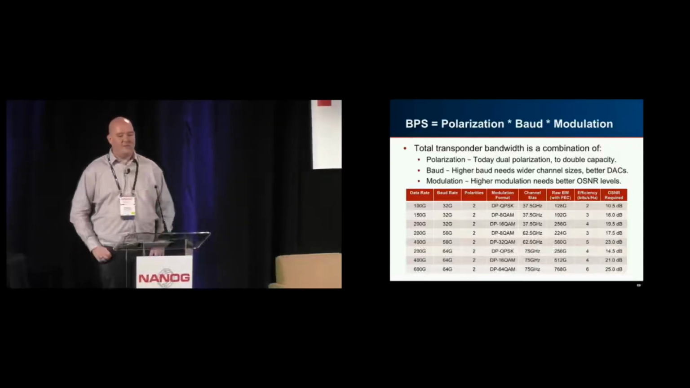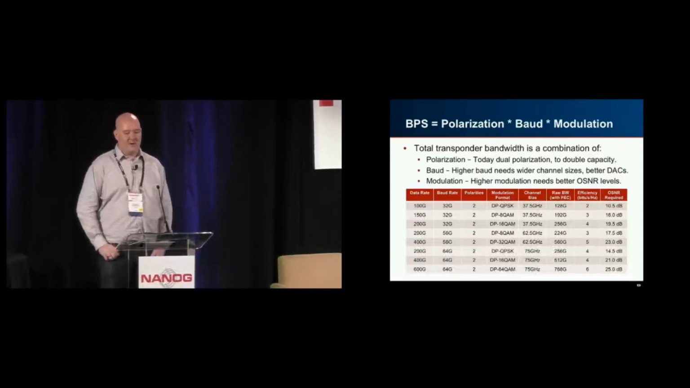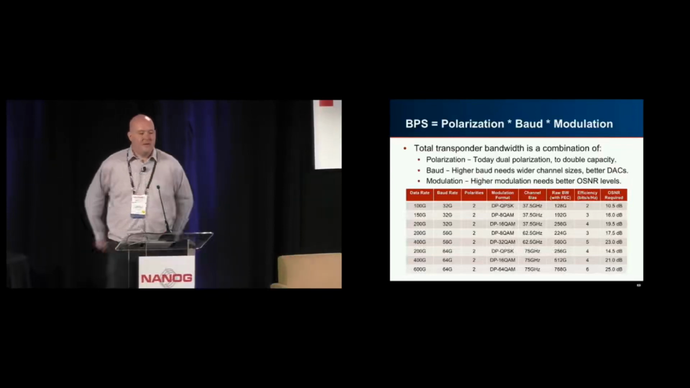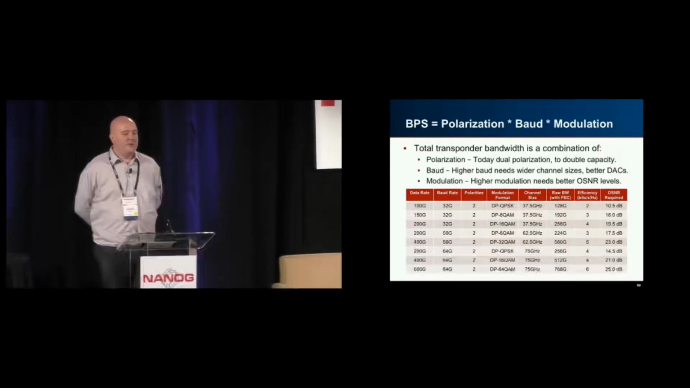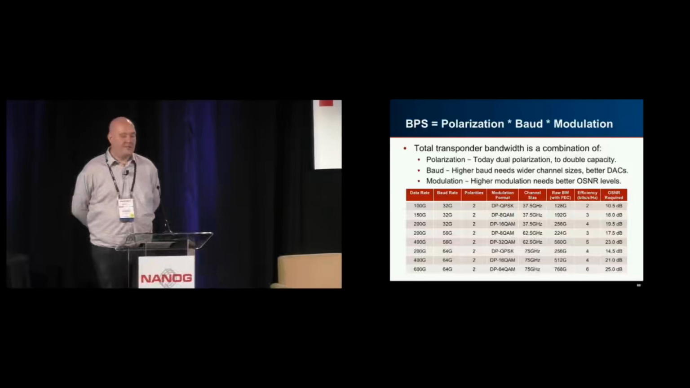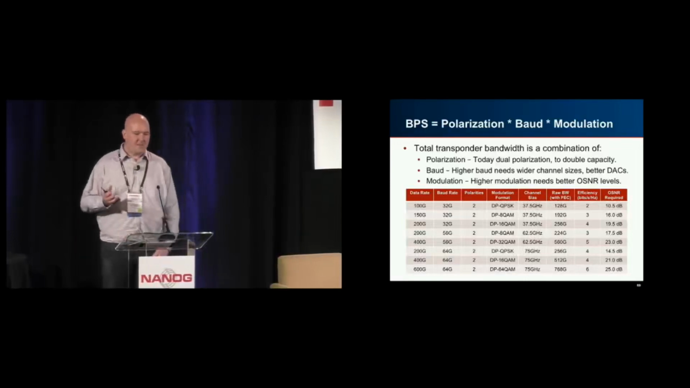So now you say, well, what if I want to move to 200 gig? Well, there's a couple ways you could do that. One is you do a 32 gigabaud 16 QAM system. This is very common in a lot of the DCI boxes that you'll see from folks like Infinera and Ciena and Nokia and folks like that. It's all very similar technology, and it requires a 19 dB OSNR.